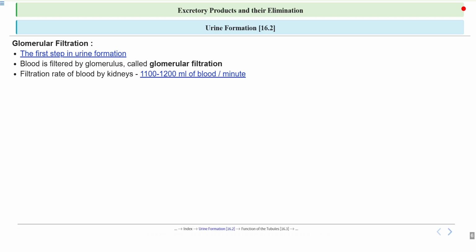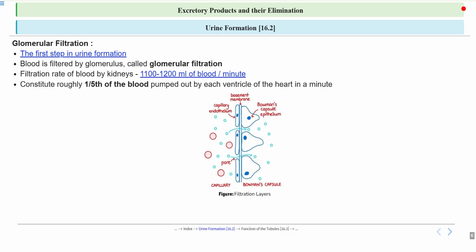The kidneys filter about 1100 to 1200 milliliters of blood every minute. That's a huge amount of blood, showing just how efficient and hardworking our kidneys are. This filtration rate represents about 1/5 of the blood pumped out by each ventricle of the heart every minute. So a significant portion of our blood is being filtered at any given time, highlighting the importance of this process. So you have already seen the different filtration layers, which are capillary endothelium, basement membrane and Bowman's capsule epithelium.